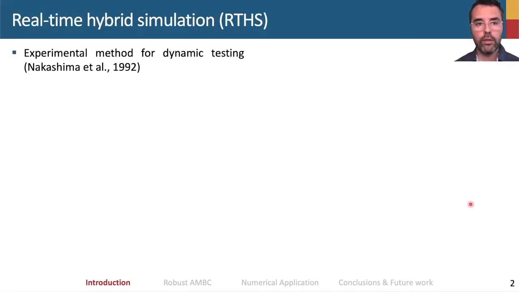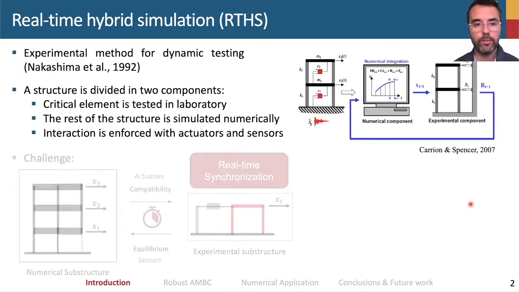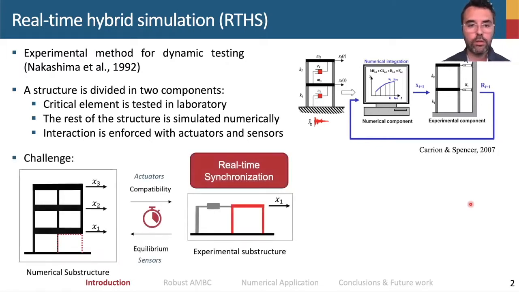Real-time hardware simulation is an experimental method for dynamics testing that was established in 1992. A structure is divided in two components, a critical element that is tested in the laboratory and the rest of the structure which is simulated numerically. The interaction between these two substructures is enforced through the use of actuators and sensors. The challenge is to synchronize these two substructures in real time.